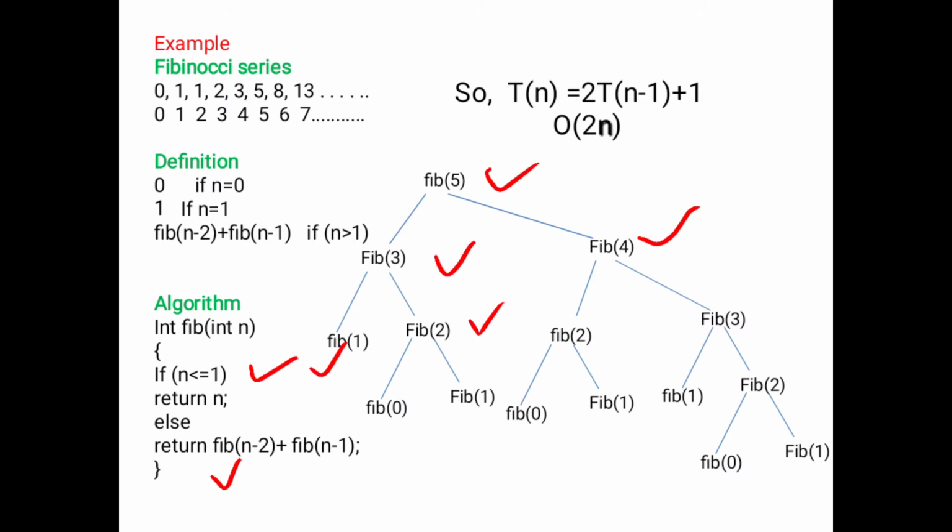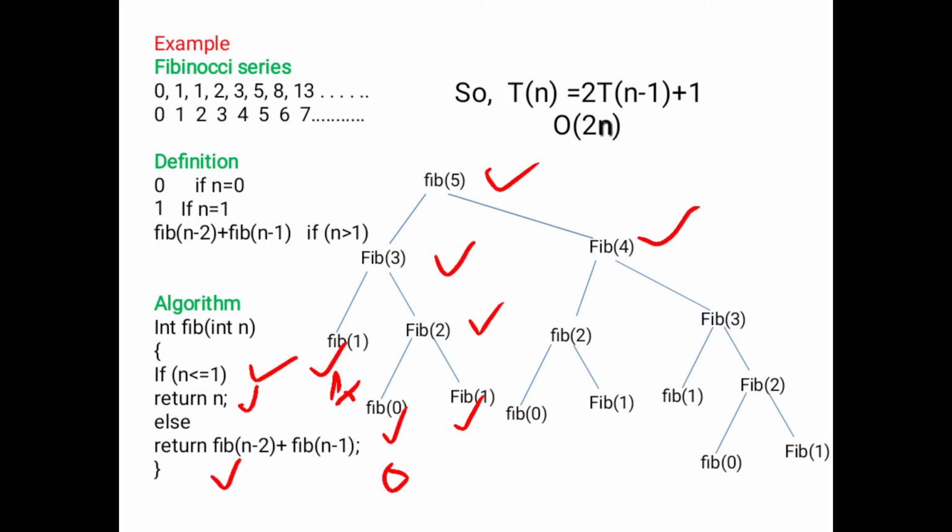Then fib of 1 enters into this condition. It is true, so it returns n. Here 1 is the answer, so this value is stored from this function. The next is fib of 2. Fib of 2 enters into this condition, then 2 minus 2 equals 0 and 2 minus 1 equals 1. So fib of 0 and fib of 1. Fib of 0 enters into this condition, the condition is true, so the value n is returned, that means 0 is returned here. Then fib of 1 already found its solution.